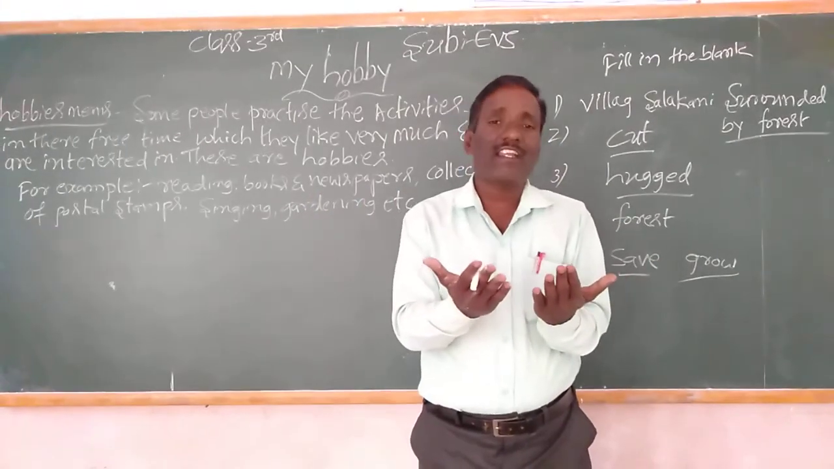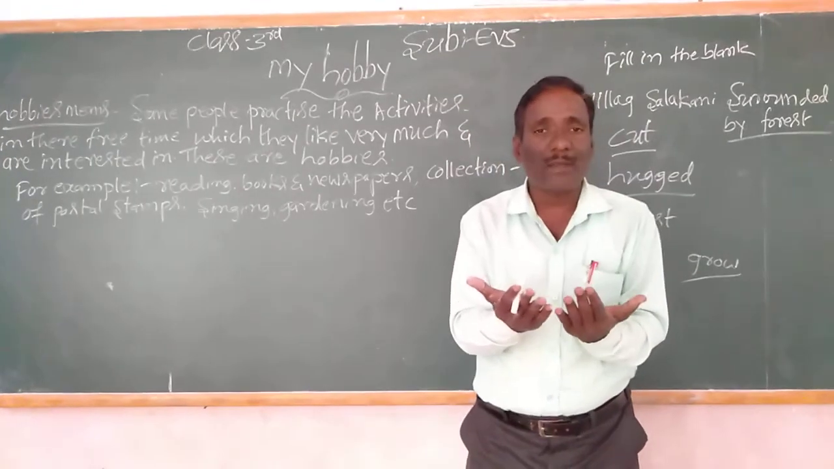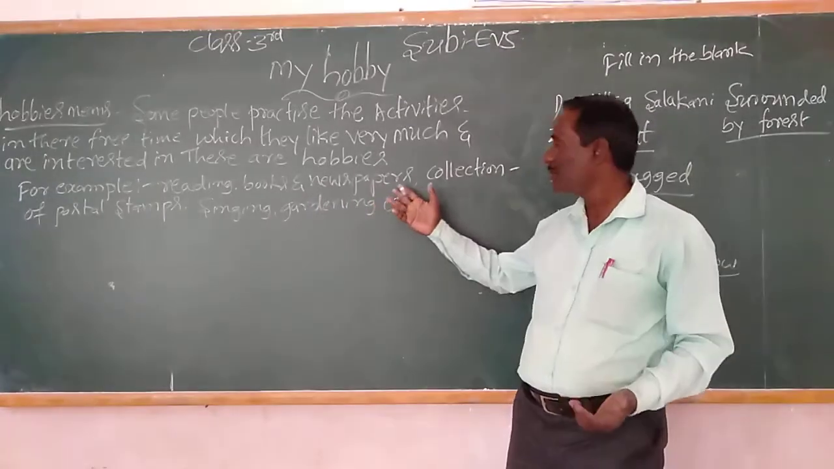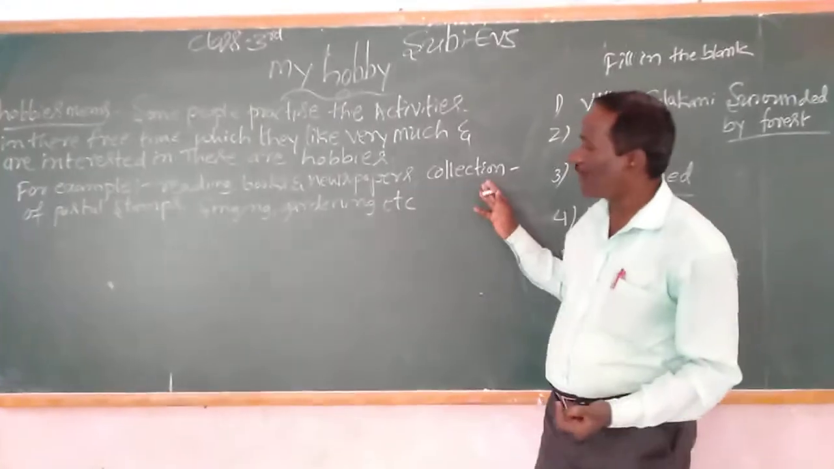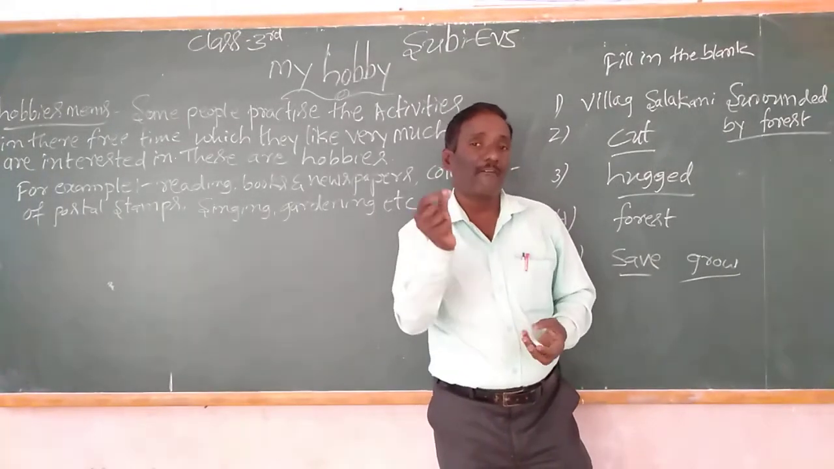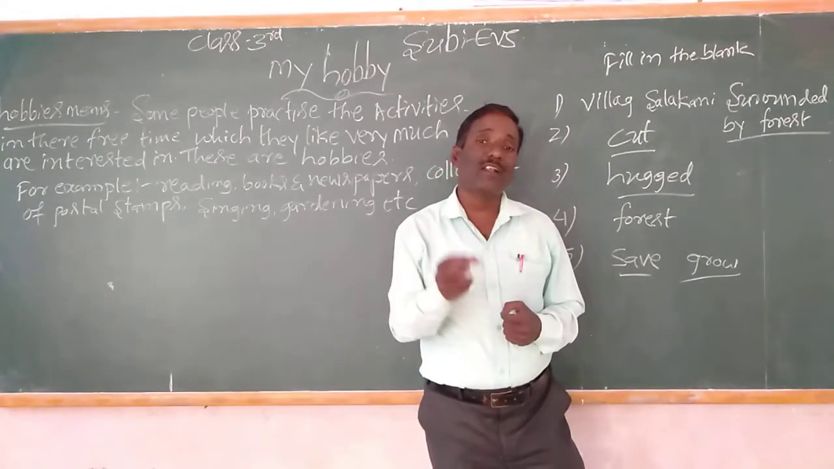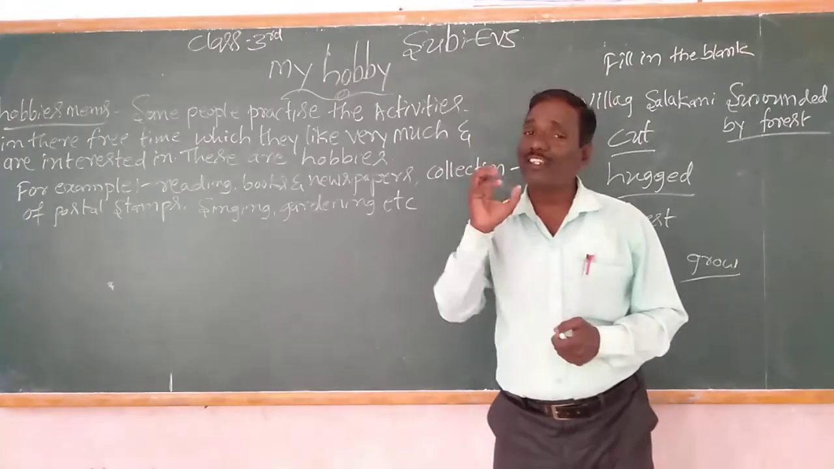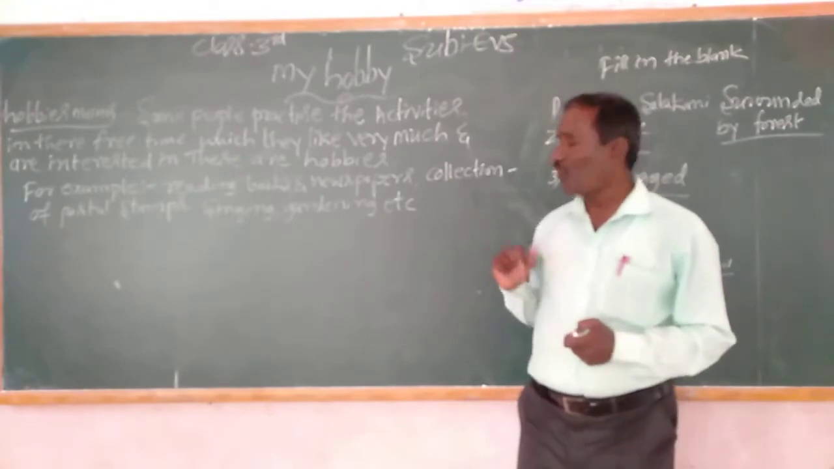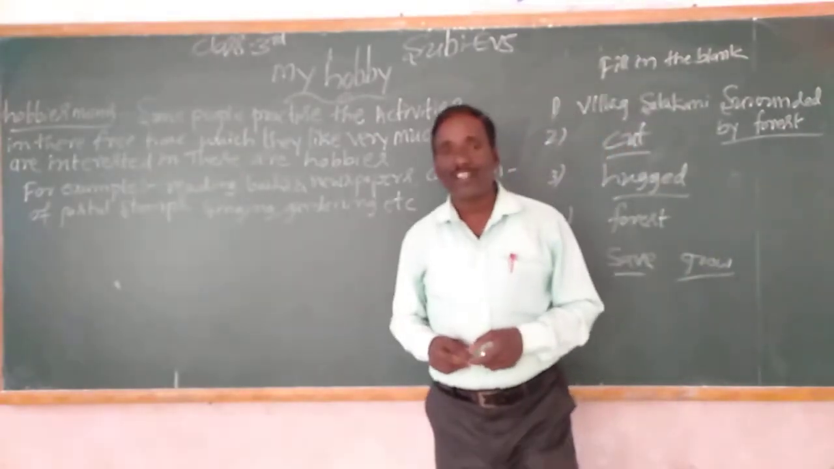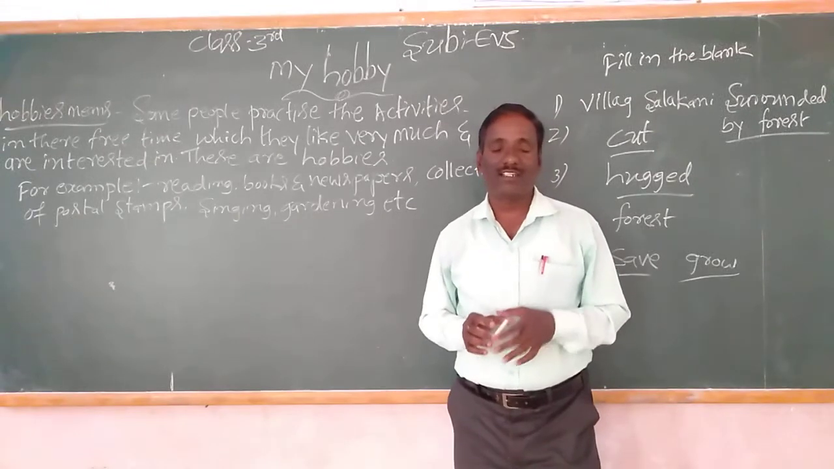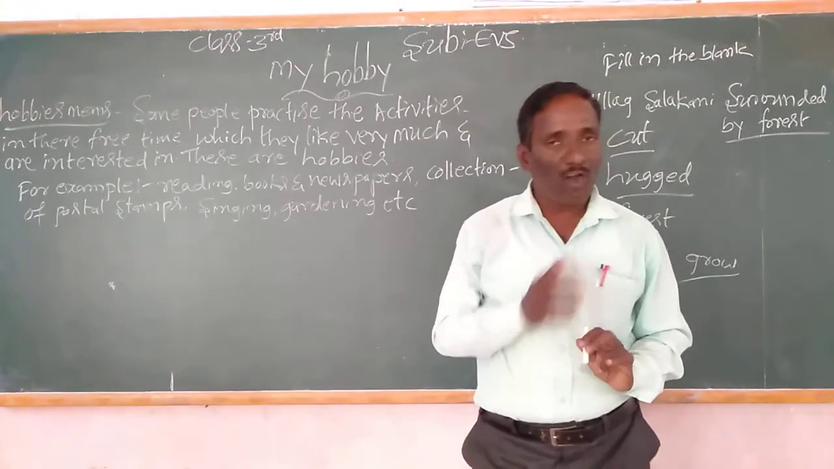These are very important. Some people have a reading habit, reading books and newspapers, and some people collect postal stamps, some people collect old coins, some people collect important things. These are their hobbies. And singing, gardening, etc. These are called hobbies. Students, in this chapter we understand some points.